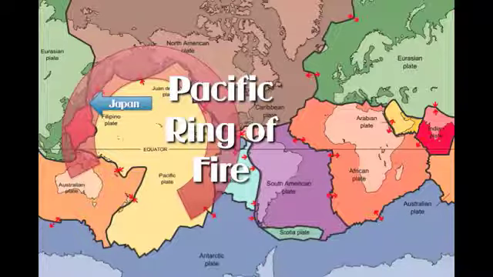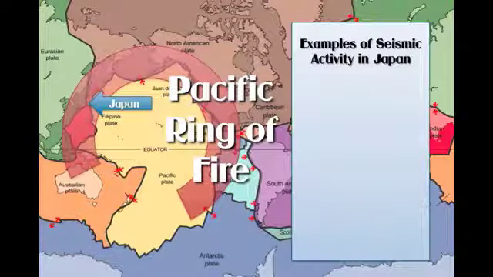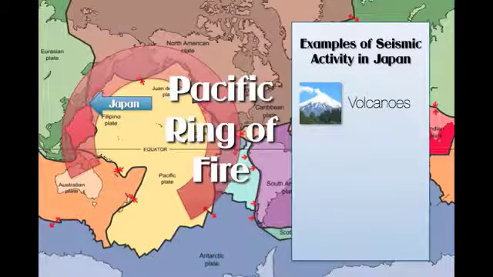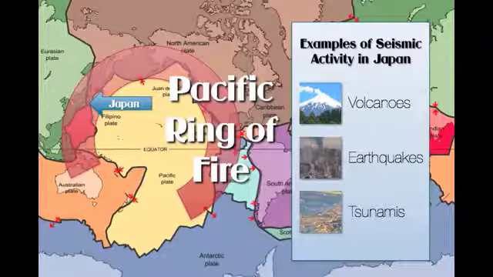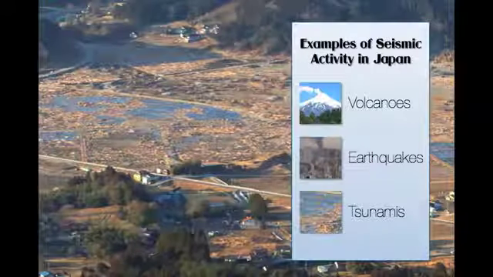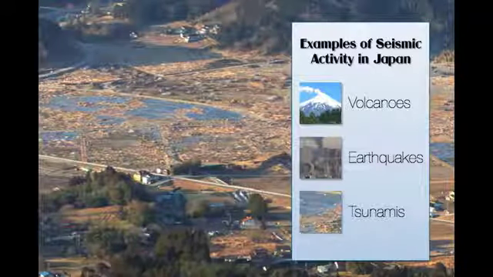So that means that Japan is subject to a great deal of seismic activity. That includes not just volcanoes, but also earthquakes, as well as tsunamis, which often result from earthquakes, including the devastating tsunami that hit Japan in 2011.